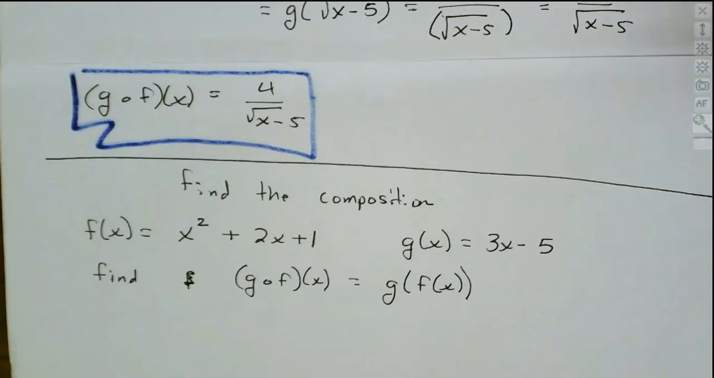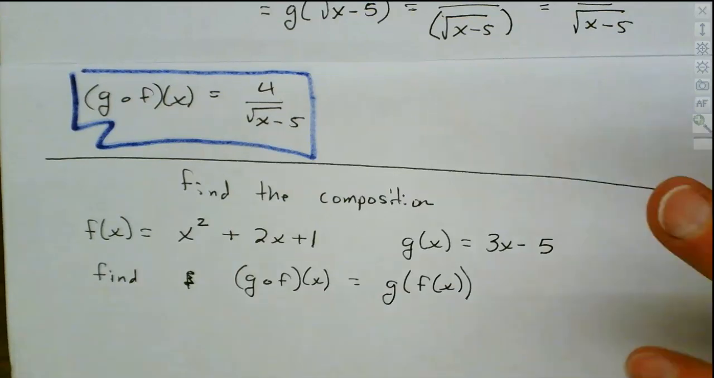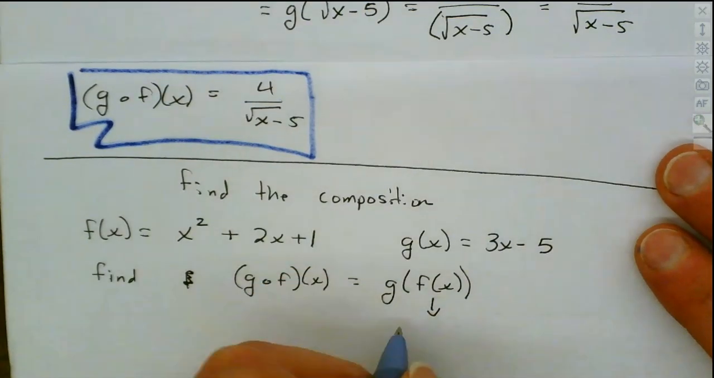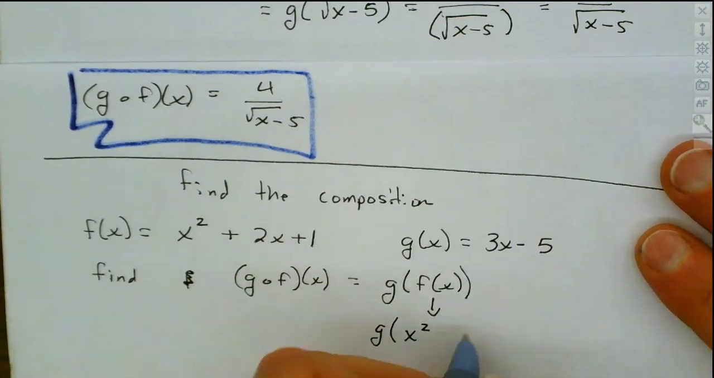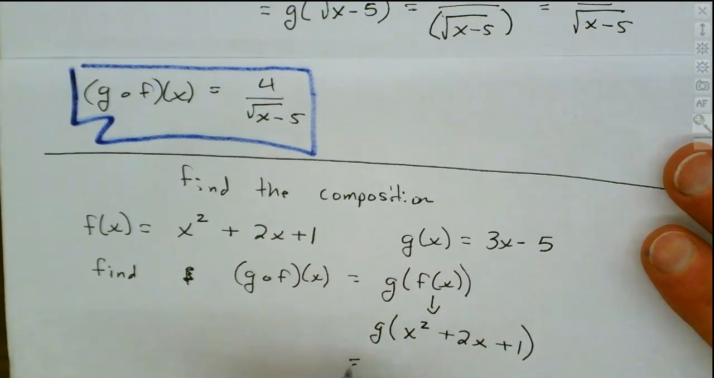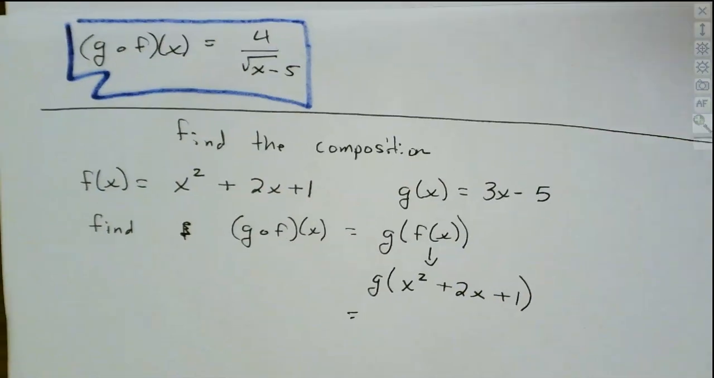Okay, so I'll give you a second to digest what I have here. So we're, again, finding that composition. And I want you to find g composed with f of x. So g's in front, f of x is on the inside. Now, this is nothing but a replacement game. So what do we replace our f of x with? Well, our f of x is defined to be x squared plus 2x plus 1. So I just replaced it. Now we go to our g function.